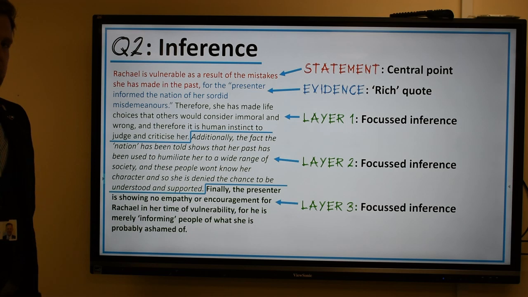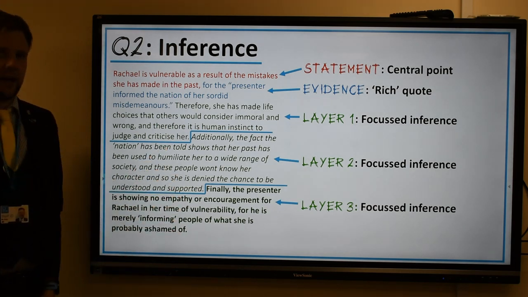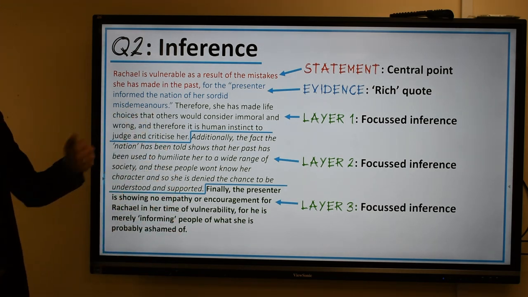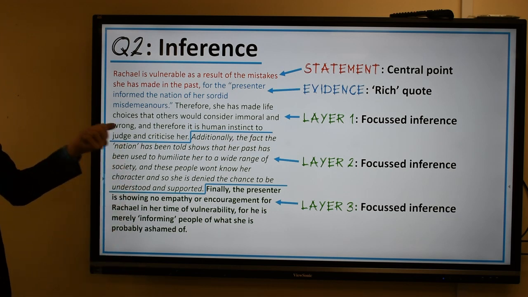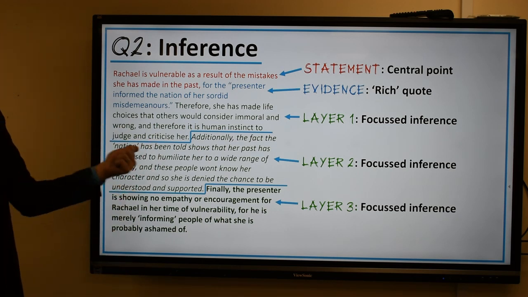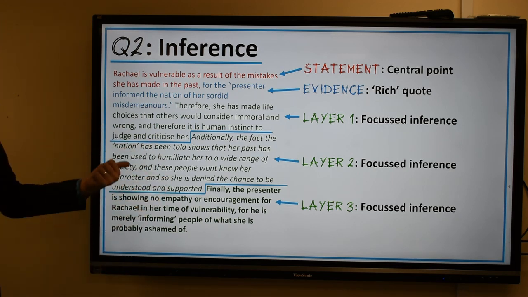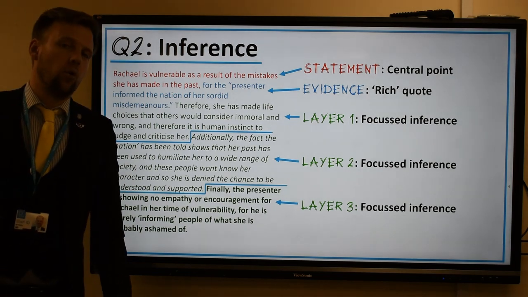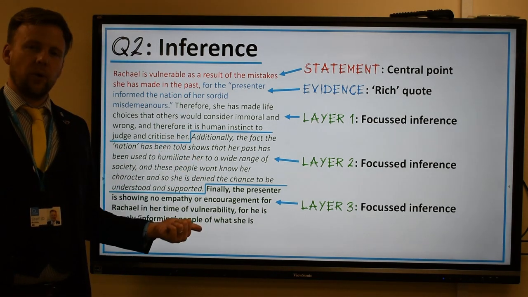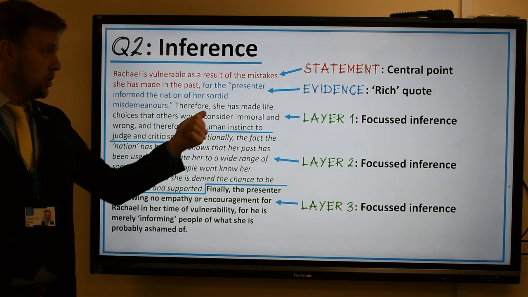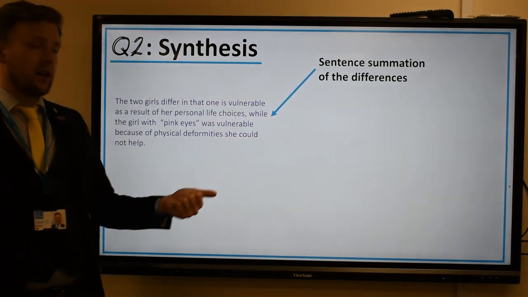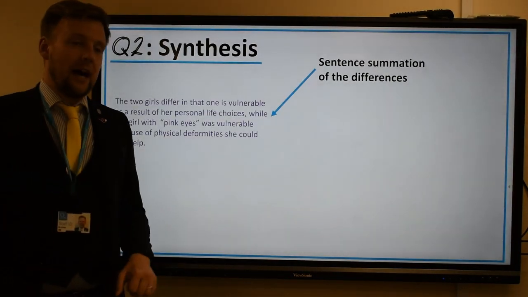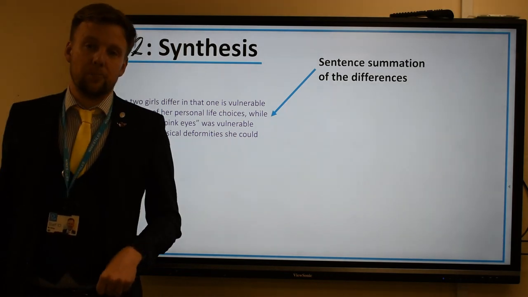So those 3 inferences that I had on the board a minute ago, here they are in sentence form. She's made choices people will consider immoral. The nation shows that she's being humiliated in front of a large number of people, and the presenter has shown her no empathy or encouragement. Those points, layered up inferences. You do one of them for text A, you do one of them for text B, and then after that, you're then going to go on to your comparison.